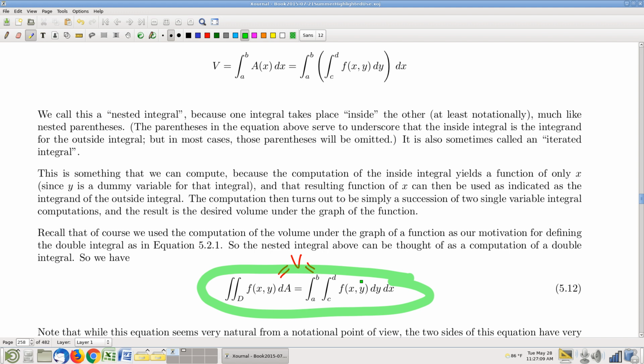It's not that volume itself is the thing that we're interested in. It's that now we have this suggestion that, hey, if you want to compute a double integral, for whatever reason, then an iterated integral should do it for you.